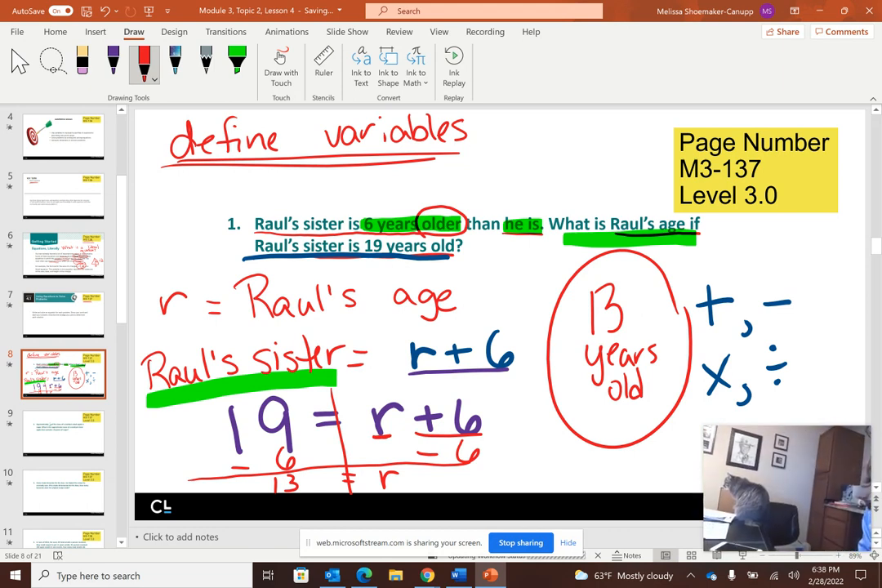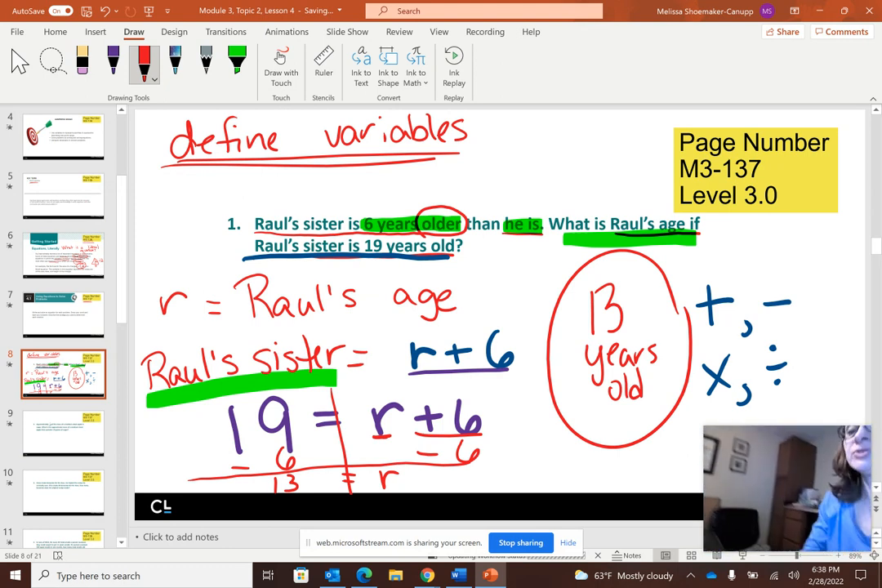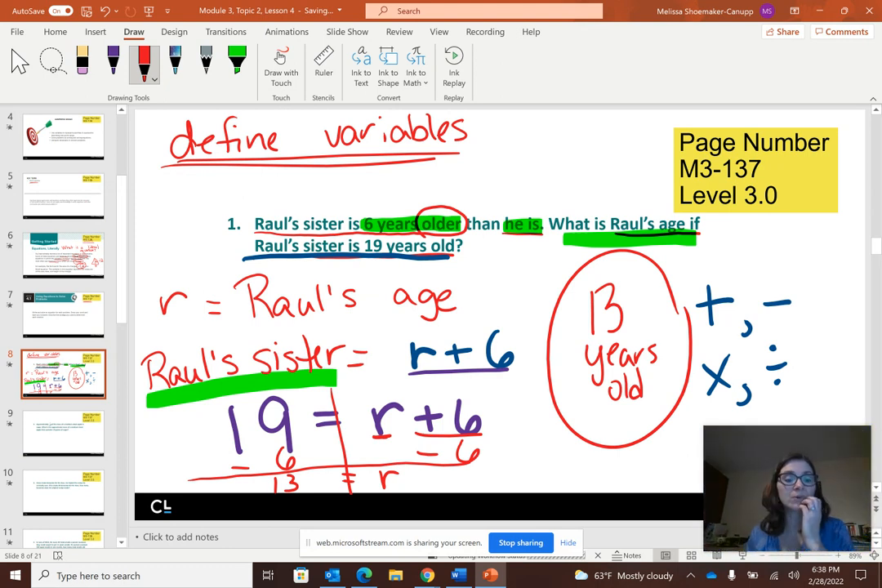I have a little helper over here. Luna. Oh boy, here she comes. You going to do the math too, honey? Okay, we'll see how that works.